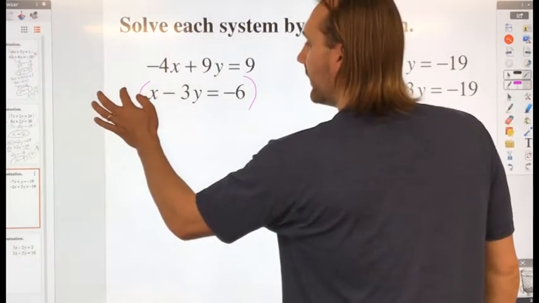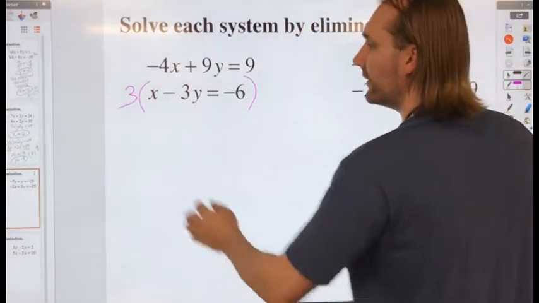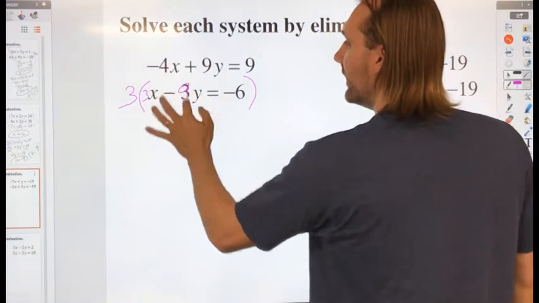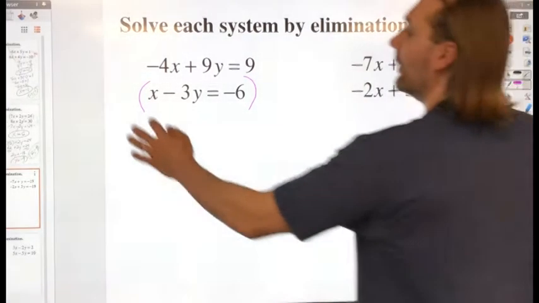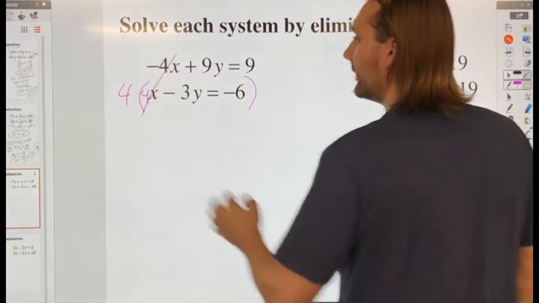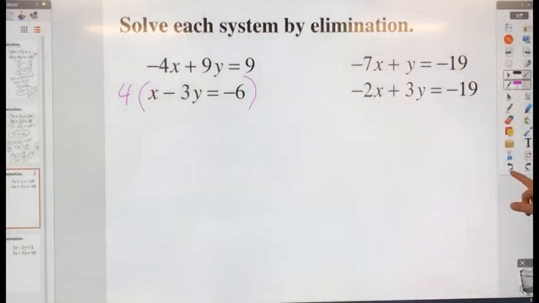I could multiply the bottom by 3. That's going to give me a 3x and a negative 9y. It'll cancel, right? Maybe we'll do that. I could also multiply the bottom by 4. That'll give me a 4x, which will cancel with the x. So either way will work. Since I already have 4 here, I'll go ahead and multiply by 4.